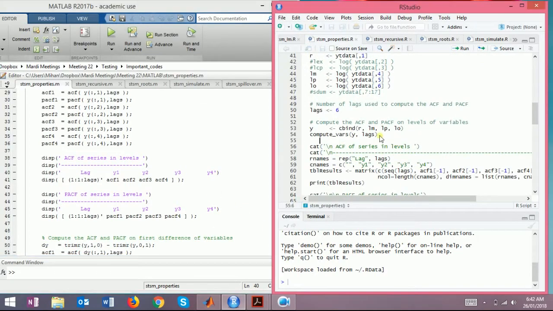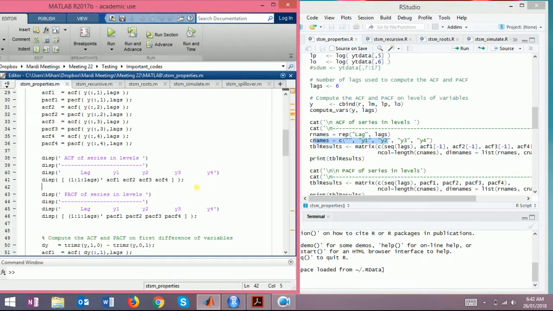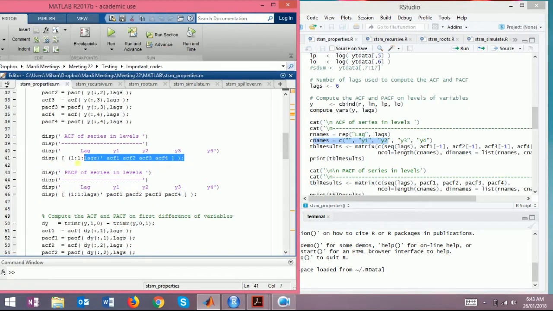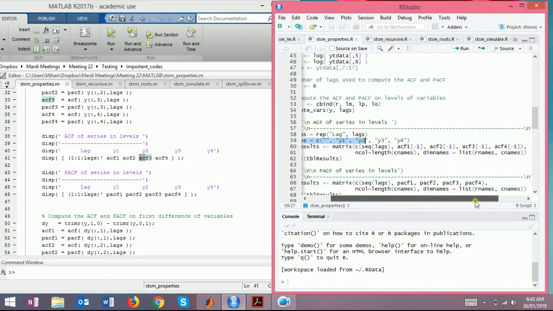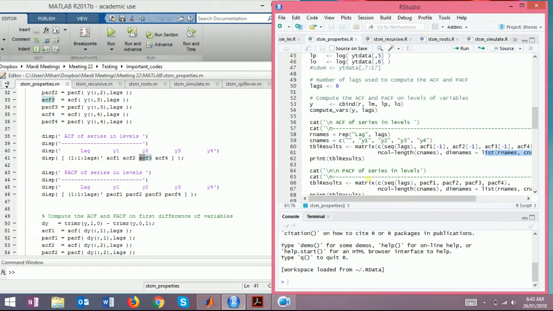Then we already computed the vars. Then this is nothing. How you represent your row names, how you represent your column names, how do you want the system to show your table. It is much easier in MATLAB that, okay, for lags you show this. In Y1 you show ACF1, in Y2 you show ACF2, Y3 you show ACF3, Y4 you show ACF4. We combine sequence of lags and T-1. We do T-1, we remove the first row or the last row. I think this is the last row. List row names and column names are listed, dimension names, and also print table results. That's all.